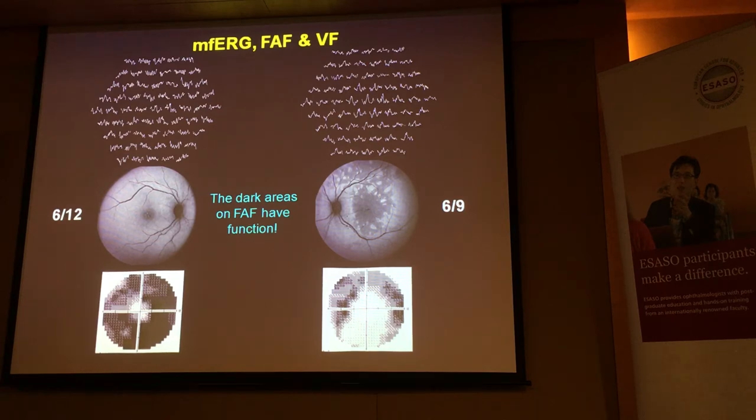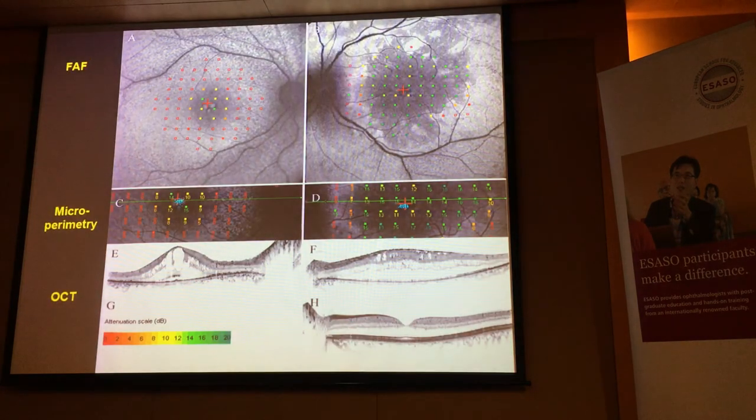If you look at some of Janet Sparrow's wonderful work, you can quantify the autofluorescence. So it's a problem. Here we can now see what's going on. When we look at microperimetry, on the dark areas, the thresholds are completely normal. Over the light areas, they're elevated. And here, over the cystoid macular edema, the thresholds are completely normal. Outside of that area, the thresholds are elevated.